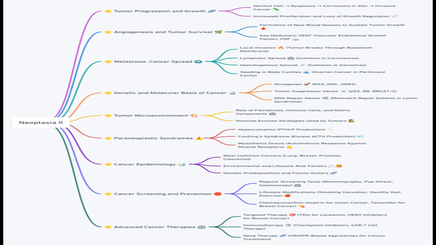And invasion and spread, it's beyond the muscularis propria, defining features of invasive carcinoma. With lymphovascular invasion, the tumor cells invade the blood or lymphatic vessels. You have perineural invasion, with tumor cells seen surrounding nerves, indicating aggressive behavior.